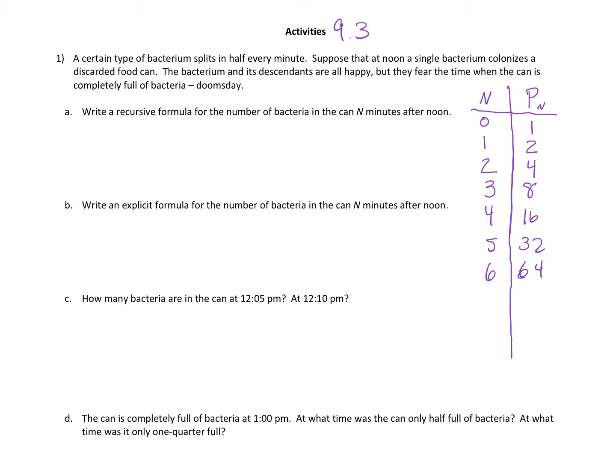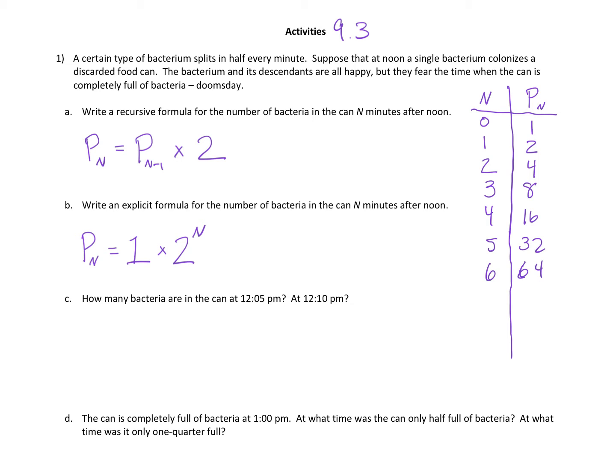So for a recursive formula, I would say P sub n, the population at time n, is always the population from the minute before, so P sub n minus 1 times 2. My explicit formula would be P sub n equals, I'm starting with one bacterium, and I'm multiplying it by 2 over and over and over again. Multiplying by 2 many, many times, repeated multiplication, is denoted with an exponent. So we would say times 2 to the n.